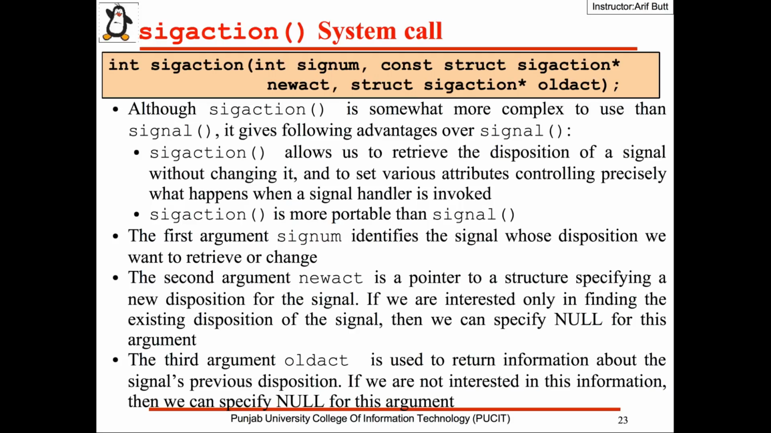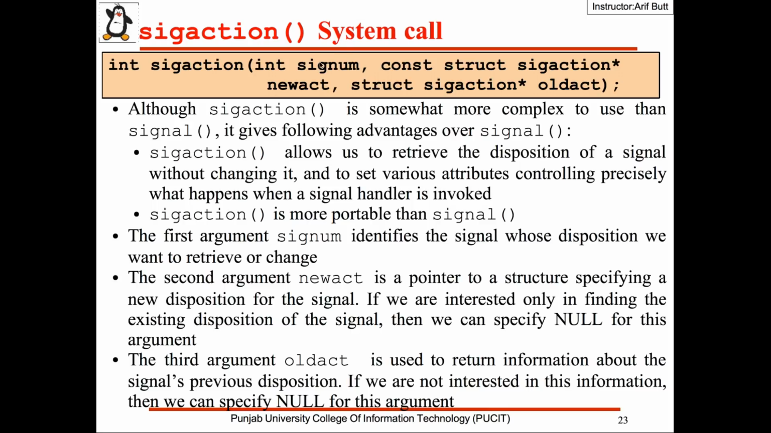So better to use the sigaction system call. Although sigaction is somewhat more complex to use than signal, it gives the following advantages over signal. Number one, sigaction allows us to retrieve the disposition of a signal without changing it. Number two, sigaction is more portable than the signal system call.